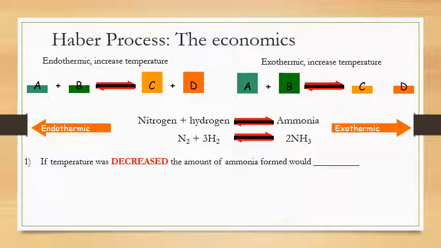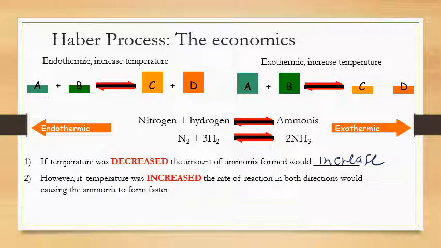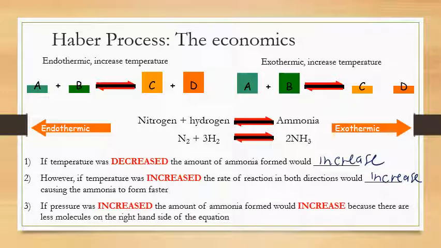So why do they do it at 450 degrees Celsius? Well, if the temperature was decreased, the amount of ammonia formed would, of course, increase. That makes sense, which is actually opposite of what we want. However, if the temperature is increased, which is what we see, the rate of reaction in both directions would increase, causing the ammonia to actually form faster. So it's a bit of a balance between those two concepts. If the pressure was increased, which we do see, the amount of ammonia formed would increase because there are fewer molecules on the right-hand side of the equation.